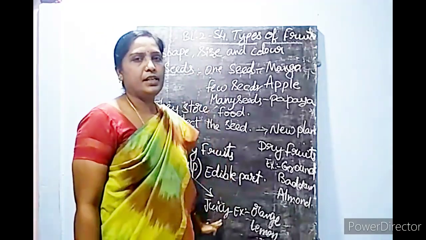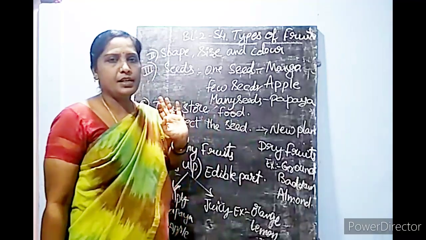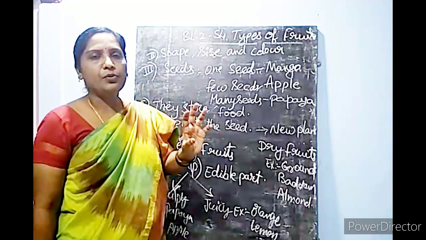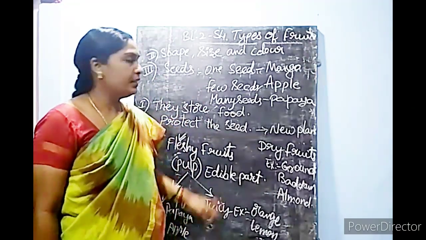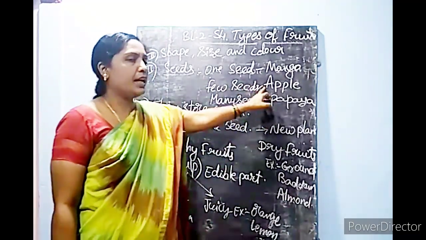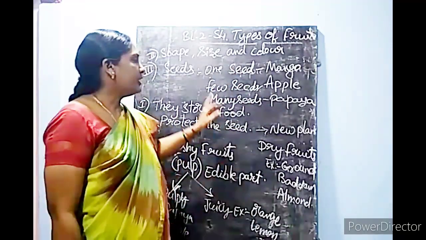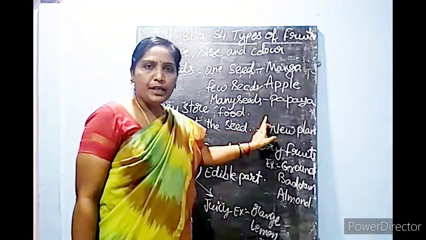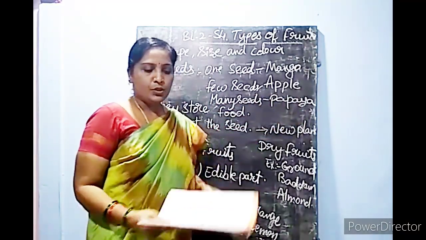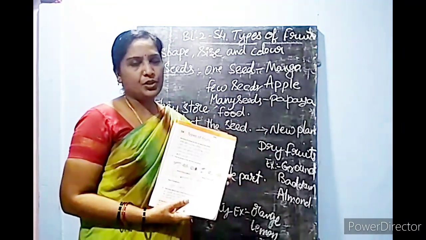Here the answer is, based on their seeds, fruits are classified into three categories. One is one-seeded fruits, that means the fruits contain only a single seed. Some fruits come under the few seeds group, that means they have few seeds inside, like apple and lemon. And some fruits come under many-seeded fruits, for example papaya. So you are able to complete your worksheet, children. Do this work and post it to me.